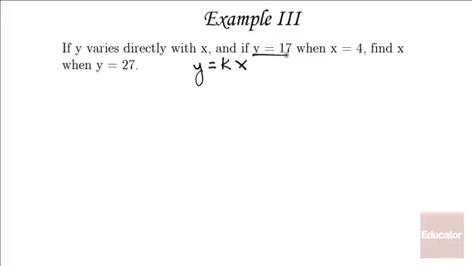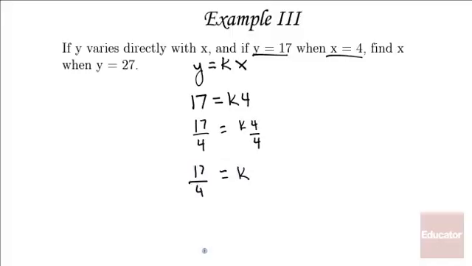And since we're given y equals 17 and x equals 4, what I can do is substitute those values in. So I'm going to let y equal 17, and I'm going to let x equal 4 to find the constant of variation k. To isolate k, I'm going to divide both sides by 4. Leaving me with 17 divided by 4 equals k.